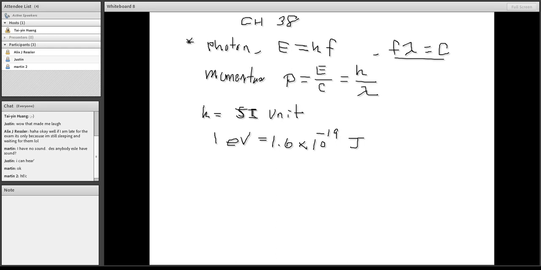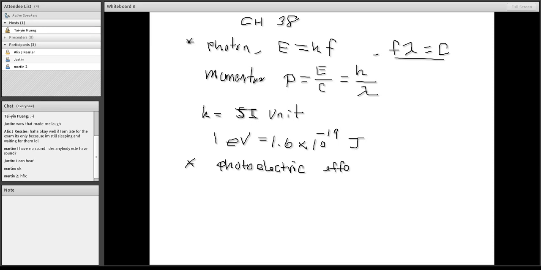All right. Now, in chapter 38, there are a couple of important experiments that we talk about. The first one is the photoelectric effect. The photoelectric effect describes the interaction between the photons and the electrons. So this is what we call the photoelectric effect.